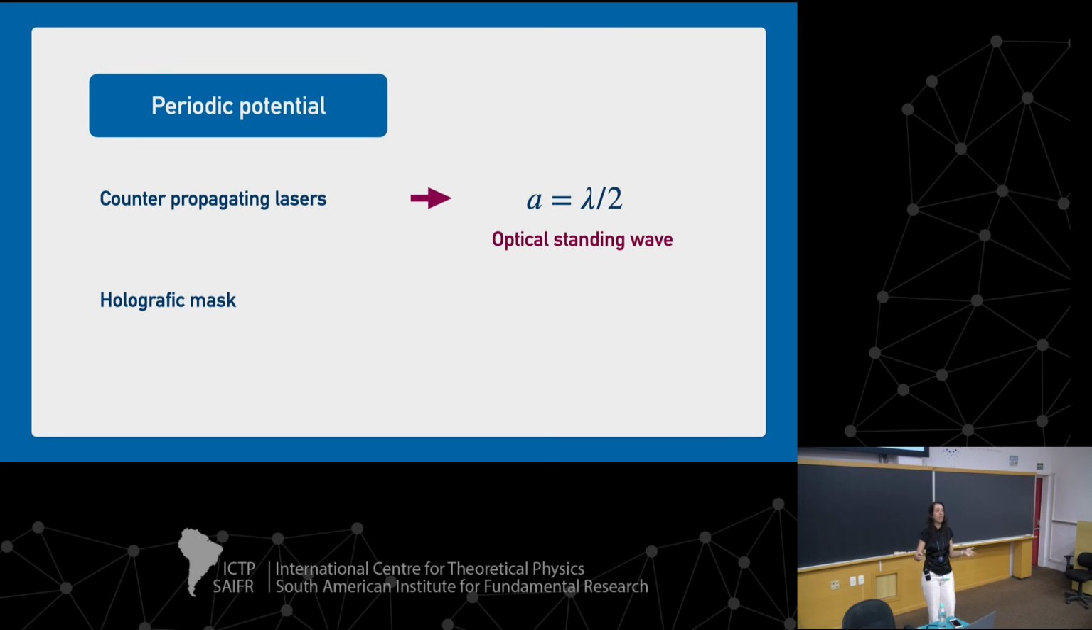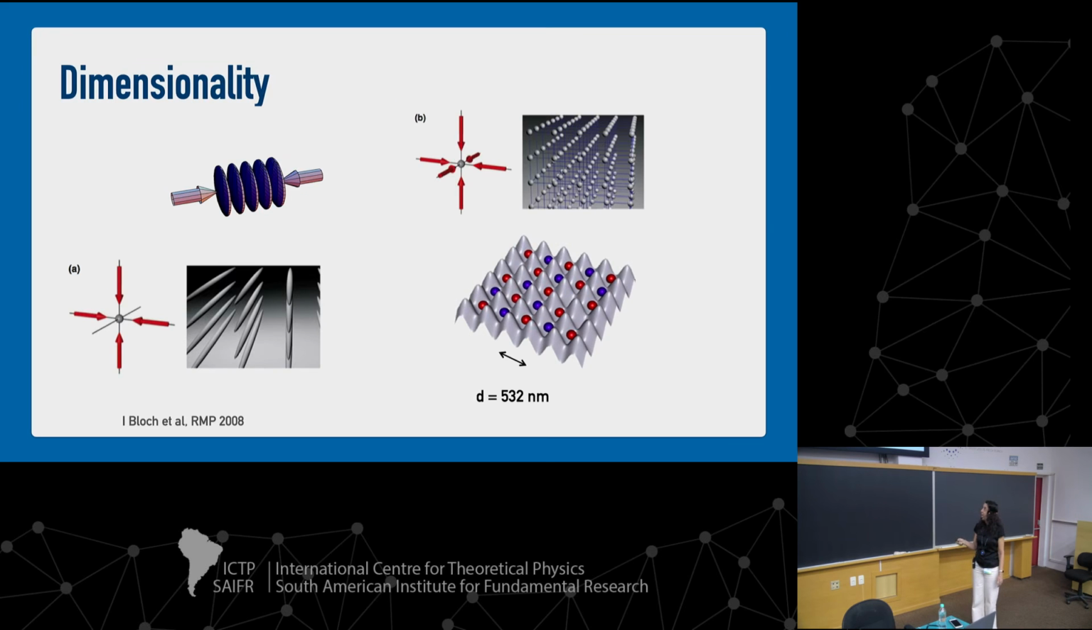So you generate a periodic potential with counter-propagating lasers, and the lattice constant is half the wavelength of the laser you use. You can also use a holographic mask. I'm talking more about this later. And when you do that, there is an issue of dimensionality.